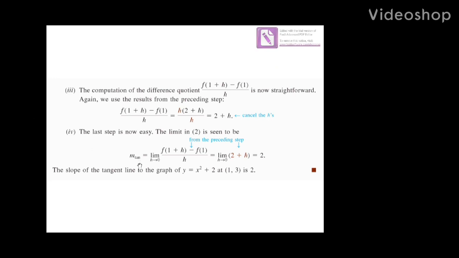So the final result, the tangent slope, will be the limit of f(1+h) minus f(1) over h when h approaches 0. This will give us 2. We conclude the slope of the tangent line to the graph of y equals x squared plus 2 at the point (1, 3) is given by 2.